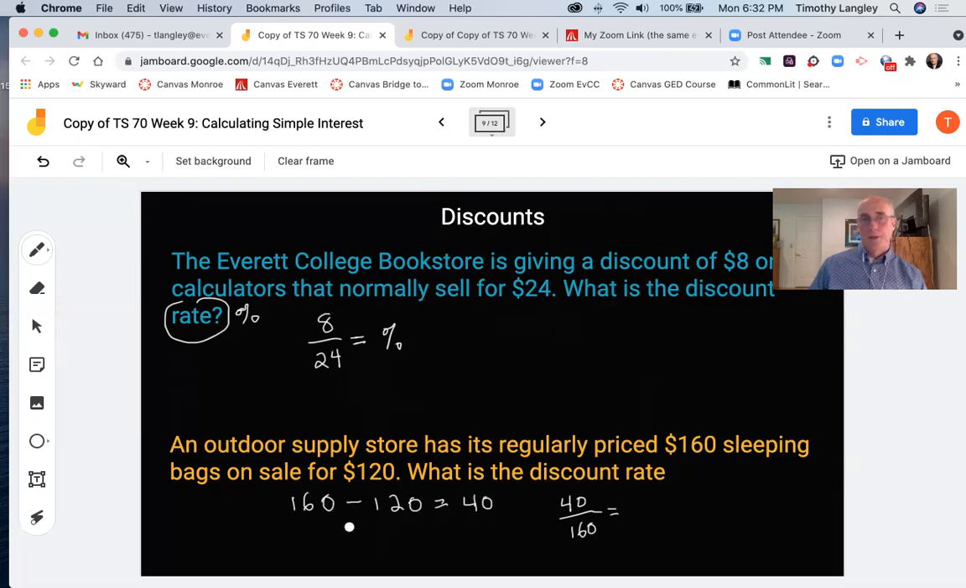So, a $160 sleeping bag. If I subtract my sale price, I get $40. That's how much this thing is off. Okay, and if I want to know what the rate is, if I take my 40, remember the ending value, and I know this is kind of backwards here, but it would be a negative number if I did starting value. Well, no, it's the ending value minus the starting value.